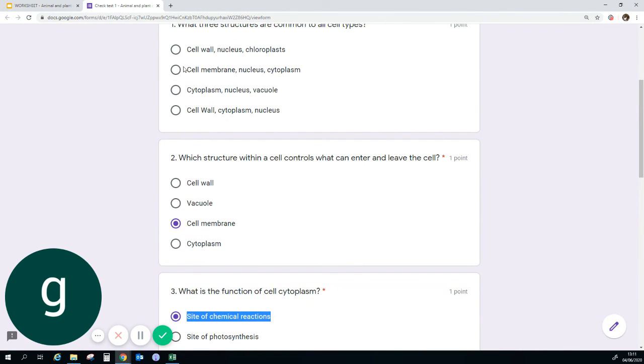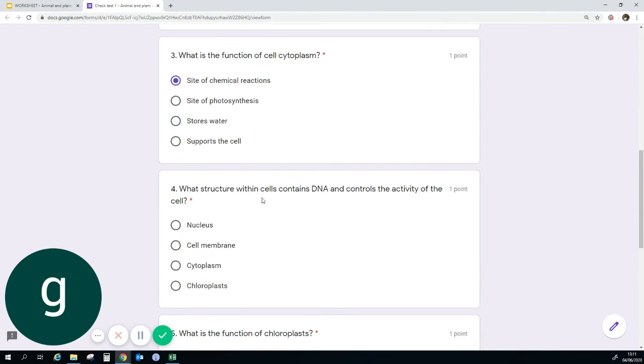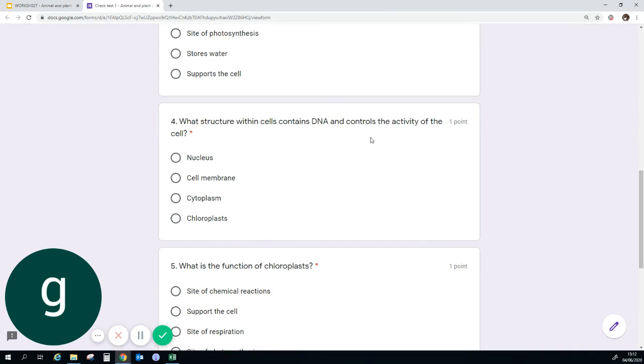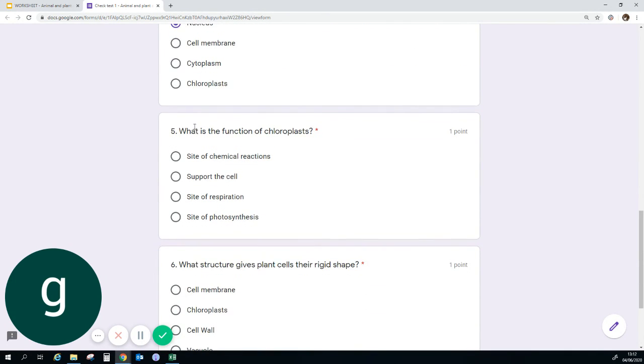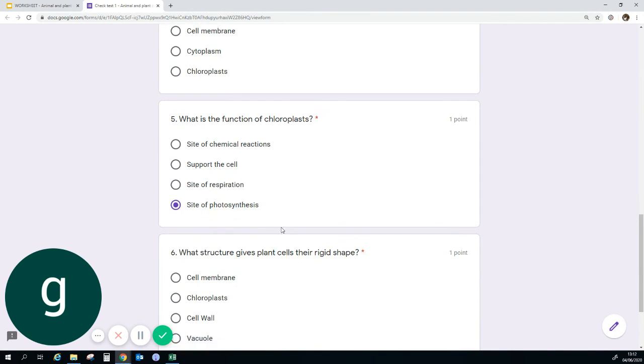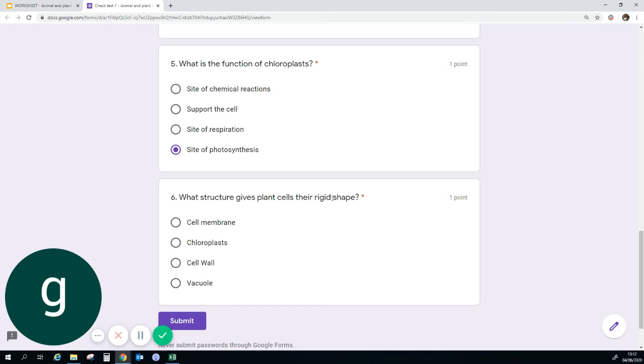Follow this through and see if I get them right at the end. Which structure within the cell contains DNA and controls the activity? That's the nucleus, so it's the control center of the cell. What's the function of the chloroplast? It's the site of photosynthesis. And what structure gives the cell its rigidity? That is the cell wall.